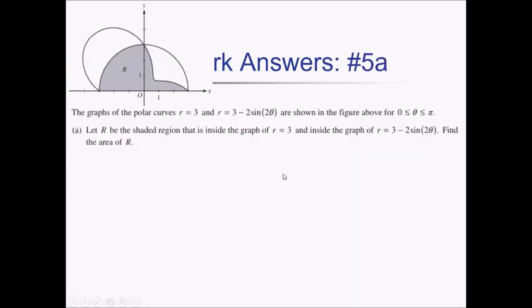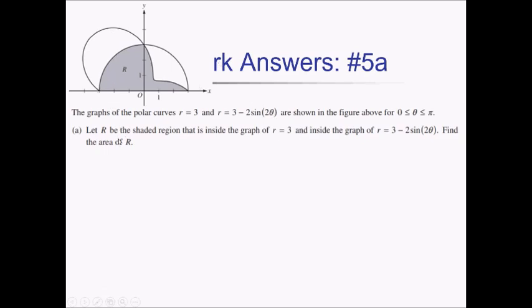On this free response problem, where we can use a calculator, we've got this crazy looking collection of shapes here. Apparently these are the graphs of the polar curve r equals 3, which is the circle here with a radius of 3, and r equals 3 minus 2 sine of 2 theta, which is this other weird, lumpy, kind of half a Mickey Mouse sort of shape. And we're on the interval from 0 to pi.